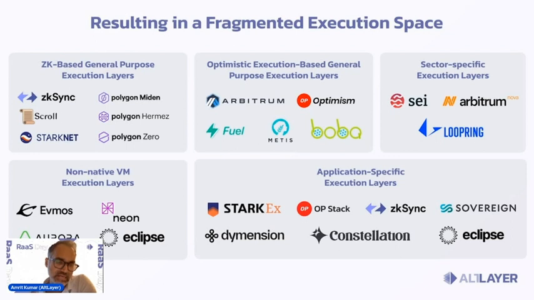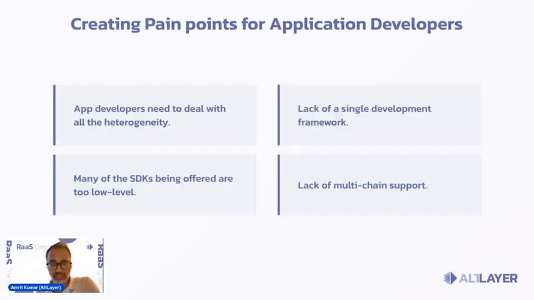And so what has happened is, because of the different execution environments or different execution needs or characteristics that have come up, we are seeing a fragmentation of the entire execution space today. As a result, if you are a new application developer and want to build your own application specific infrastructure, so your own application specific execution layer, you'll have a hard time in some way because you have to deal with all the heterogeneity that comes from this fragmented execution space.